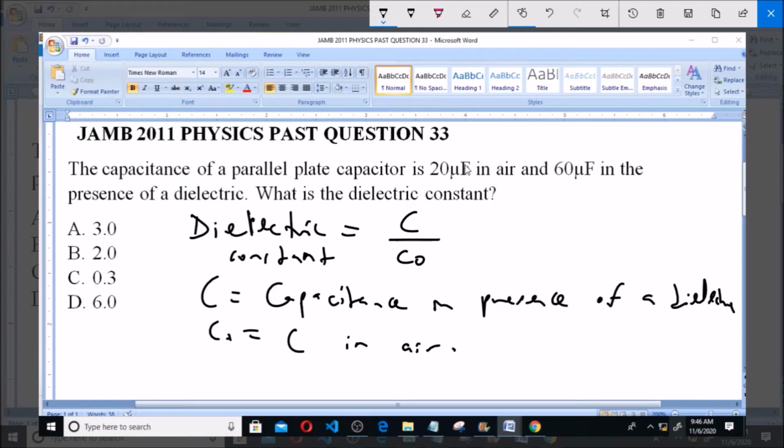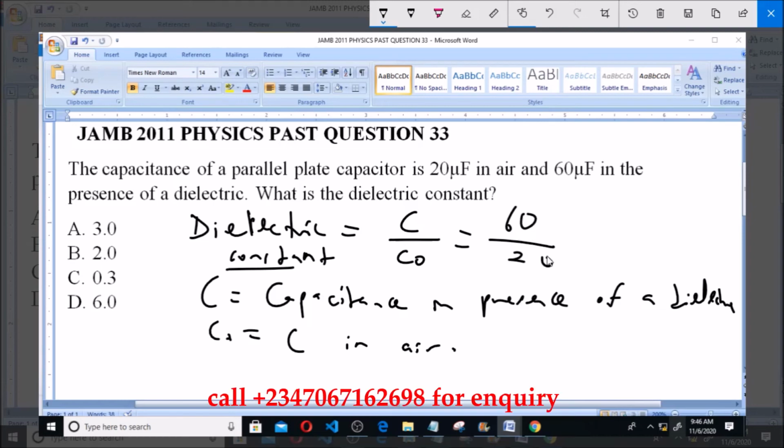So there is no need to convert it because it is a ratio, and the dielectric constant of course has no unit. So even if you convert it to farads, you are still going to get the same answer. So this is equal to 60 over 20, which is equal to 3.0, and that is option A. So 3.0, A, is the correct answer to this question.